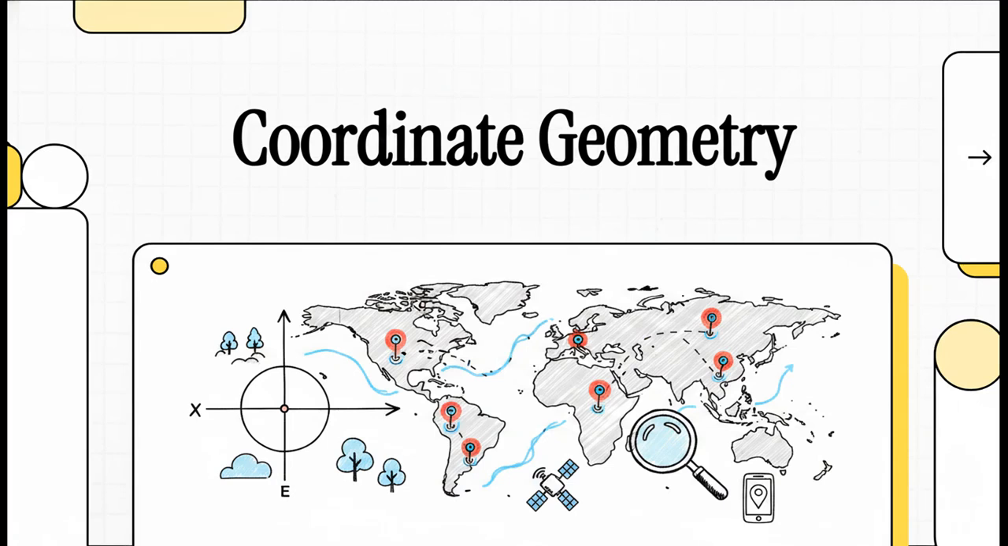Today, we're going to pull back the curtain on a system that powers so much of our digital world, from the maps on our phones to our favorite video games. It's a secret, universal language that lets us pinpoint any location with absolute precision. So let's dive in and see how it works.